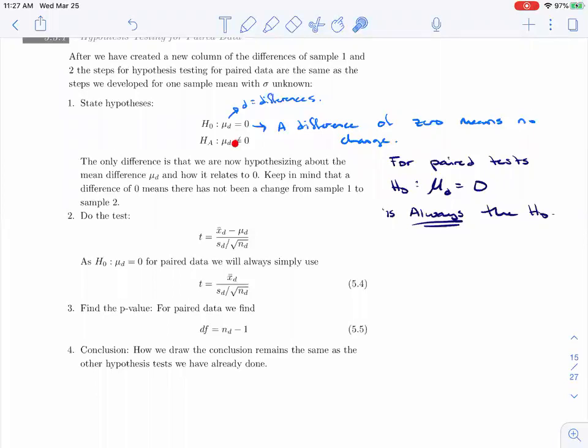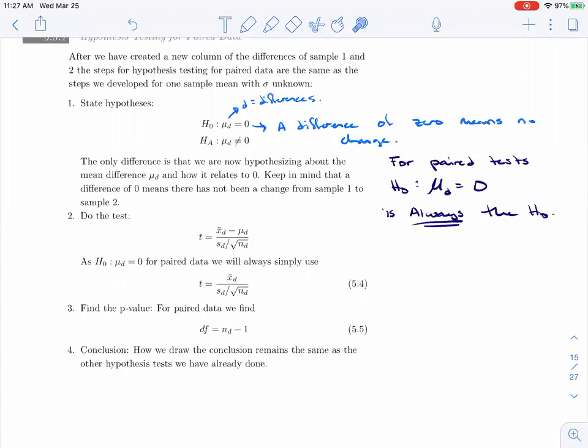It's a little bit trickier talking about your alternative hypothesis. Usually, to be nice, I make it a two-sided test, right? Because otherwise you have to figure out if mu should be less than 0 or greater than 0. And we'll talk about that in our examples.